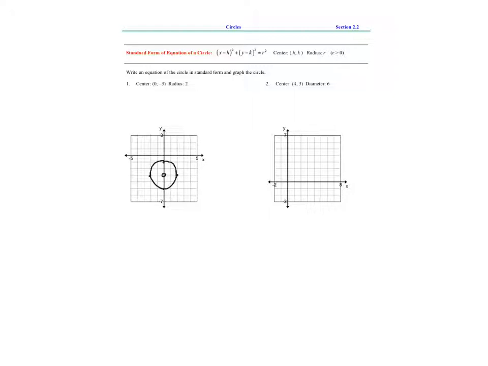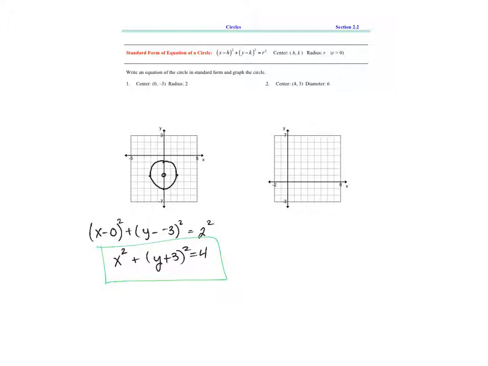All right, now the equation would be we take x minus the x value of the center, quantity squared, and then plus y minus the y value of the center, quantity squared, and that's equal to radius squared. So the equation would be x squared plus y plus 3 quantity squared is equal to 4. There's our equation. Let's try another one.